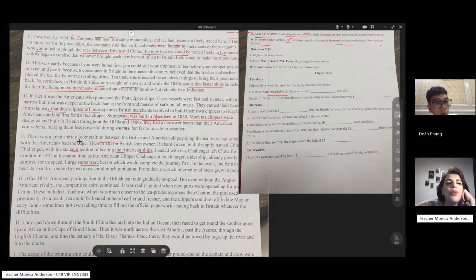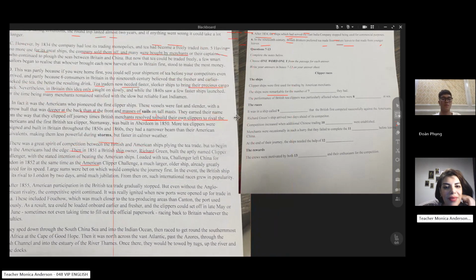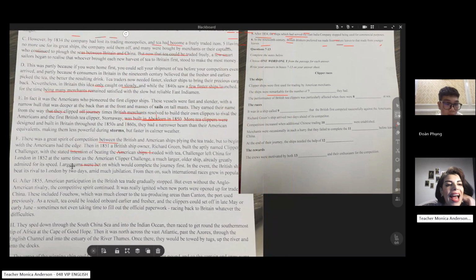There was a great spread of competition between the British and American ships playing the tea trade. But to begin with, the Americans had the edge. It means they were better, had the edge. Then in 1851, a British ship owner, Richard Green, built a ship named Clipper Challenge. Here we need one word, just one word. Clipper is used for all ships. Clipper Challenger, Clipper Americas.